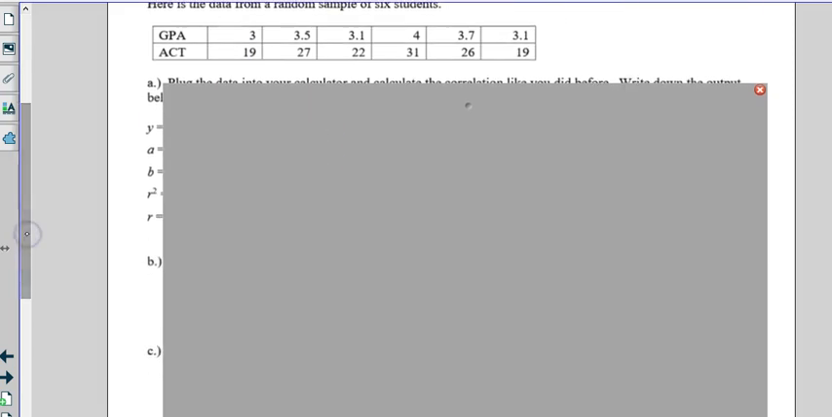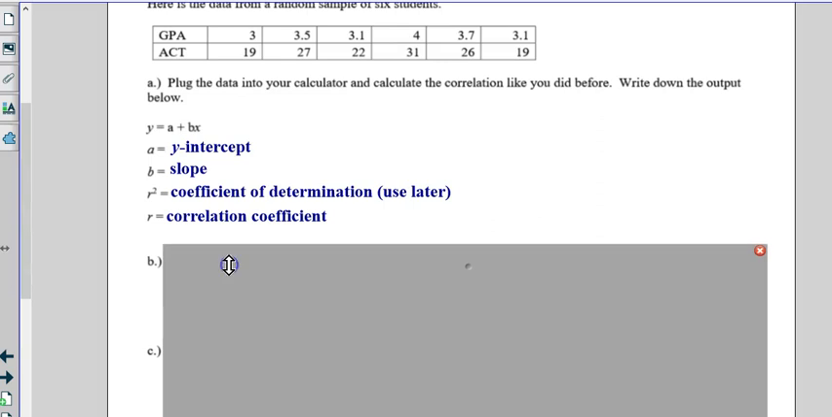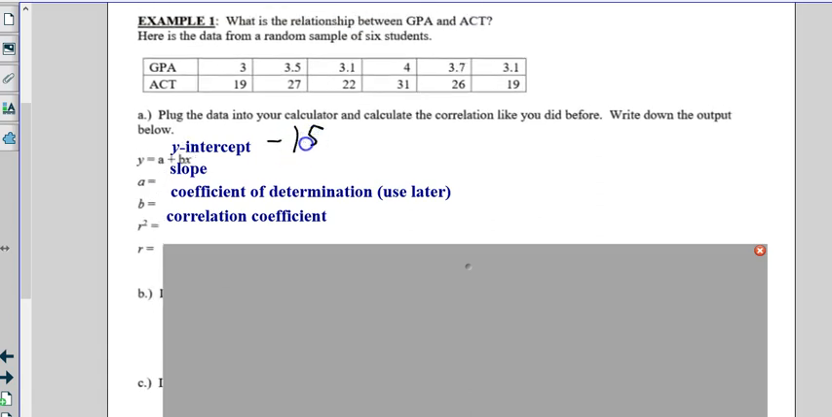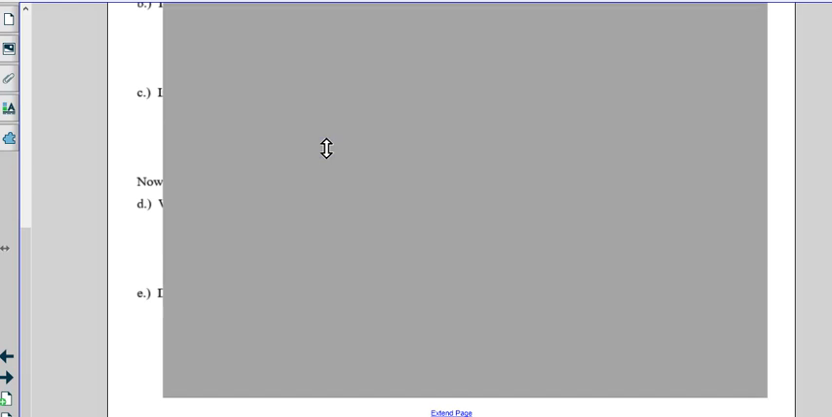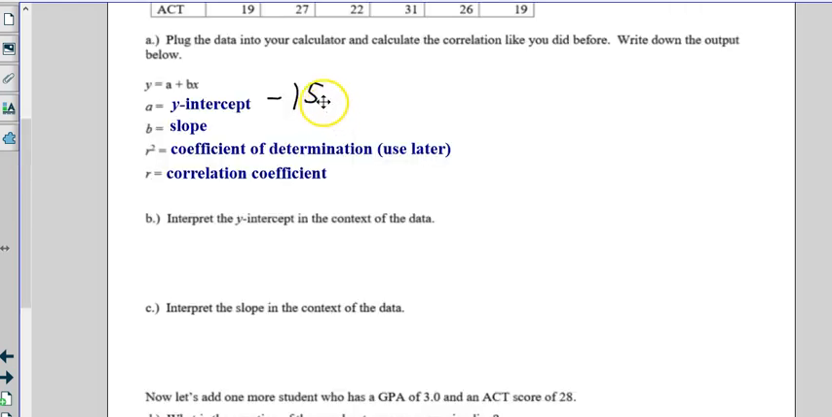So, first off, some vocabulary. Okay? y equals a plus bx is the regression line. a represents the y-intercept, which in this case was negative 15.1. So that's negative 15.1. Okay? b is our slope, which we found out to be 11.5.